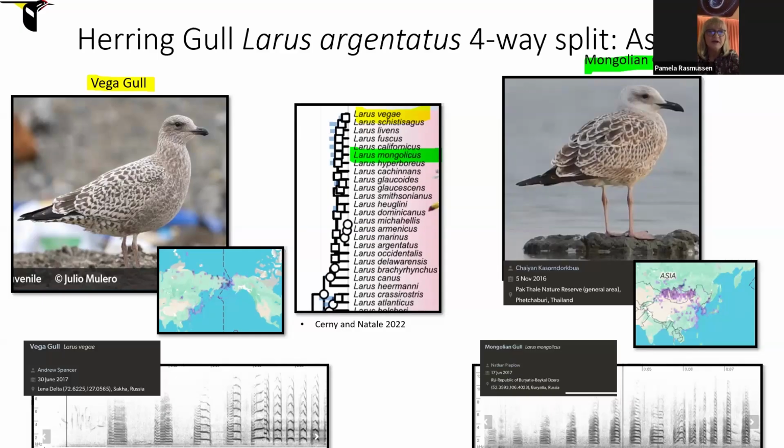Mongolian gull, on the other hand, has quite different vocalizations. And in addition to the fact that it's not closely related, according to this phylogeny and others, it really doesn't have any business being considered conspecific with the Vega gull. It might possibly be conspecific with another species, the Larus cachinnans. Next slide, please.